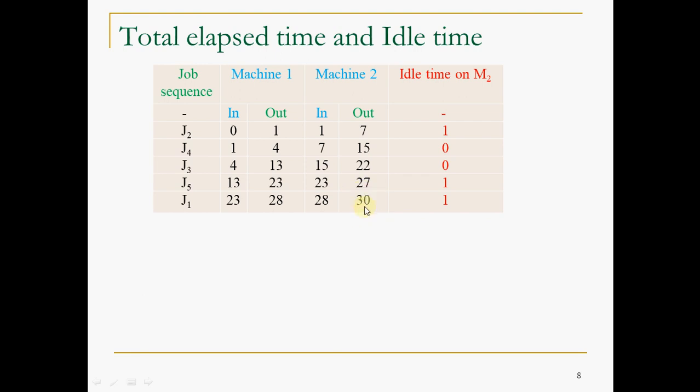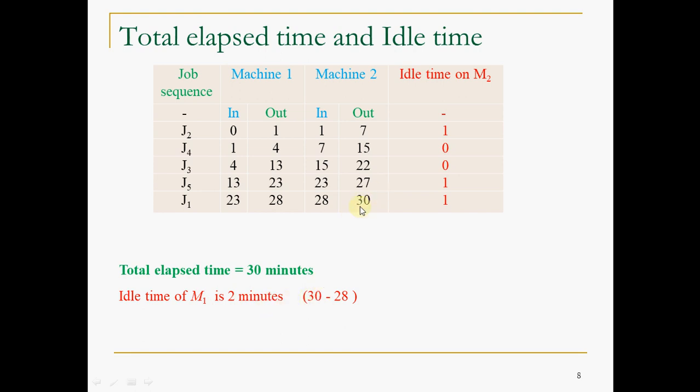Total elapsed time is 30 minutes. So what is the meaning of total elapsed time? It is nothing but the total time required to process all the jobs on both the machines, 30 minutes. Now coming to the idle time. Idle time means you have to calculate the idle time of machine 1 and the idle time of machine 2. Idle time of machine 1 is 2 minutes, you can say.